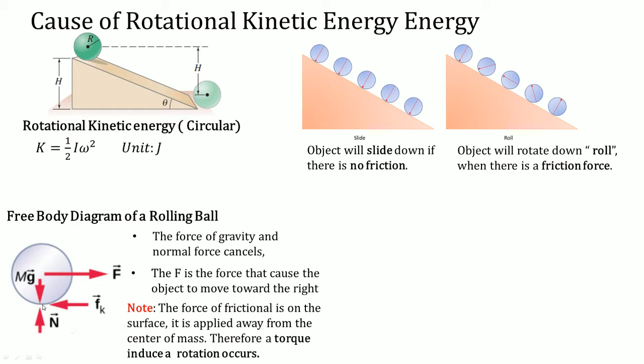Because the force is now applied away from the center of mass, if you take a look, this shows that it has a radius r that the force is being applied to. Therefore, a torque is going to arise. A torque is defined by your perpendicular radius times the force. That's why you would say that a torque does exist here. That torque will actually induce the rotation to occur. Let me repeat that. The torque will induce a rotation to occur. And the torque is caused by the friction force being applied at a distance r away from the center of the sphere.